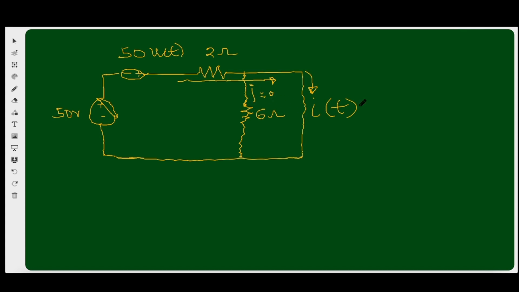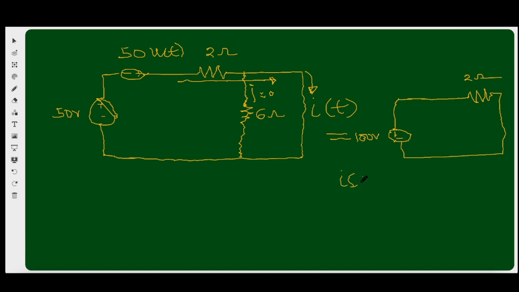So what does that mean? The circuit becomes what? 50 plus 50 is 100. It means I have a 2 ohm resistor and a short circuit, since the 6 ohm is a dead resistor, that is, nothing goes through it. I have something like this: this is 2 ohms and this is 100 volts, plus minus.